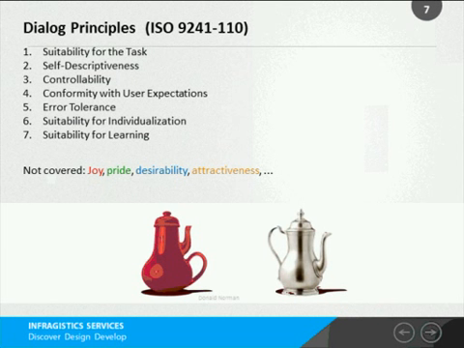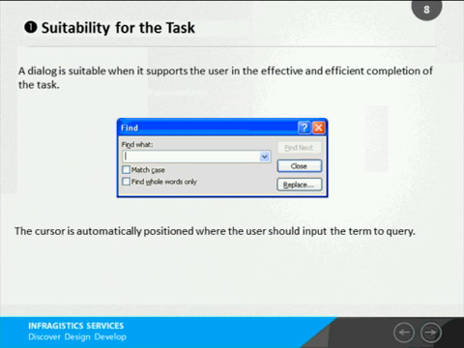So what's not covered in that standard is the emotional tie between a user and the product, such as joy, pride, desirability, attractiveness. That's not really covered, but we'll talk about that at a later point. So let's look at these principles. They call them dialogue principles because it's a dialogue between a user and a system. And number one is the one that I like best. It's really important. It's task suitability.